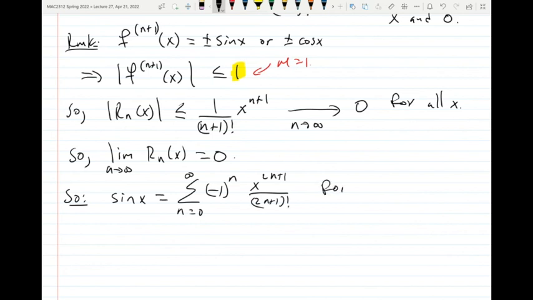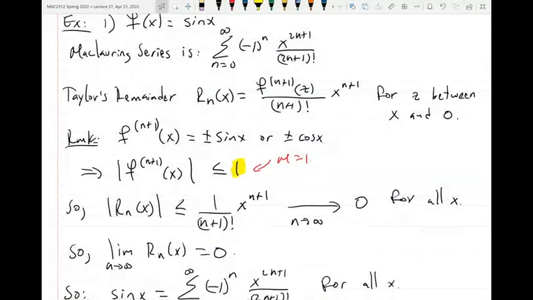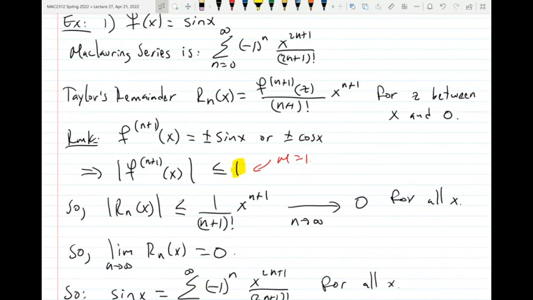And this is true for all x. Okay? In the case of cosine, it's exactly the same story, because the error bound is, so then it's just that you have 2 to the n over n factorial, right? So when you do this, what is it?